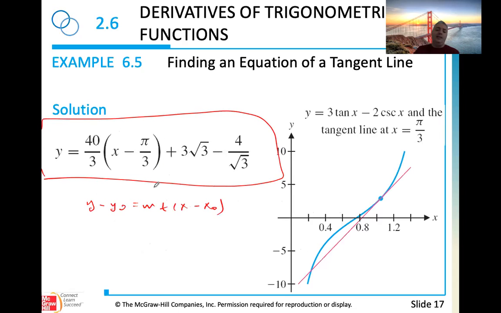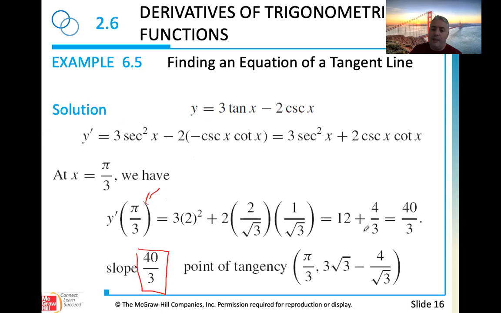Okay, so the answer to the question is that the equation of the tangent line at pi over 3 is equal to 4 over 3 times x minus pi over 3 plus 3 root 3 minus 4 over root 3. So this is the calculation that I have.